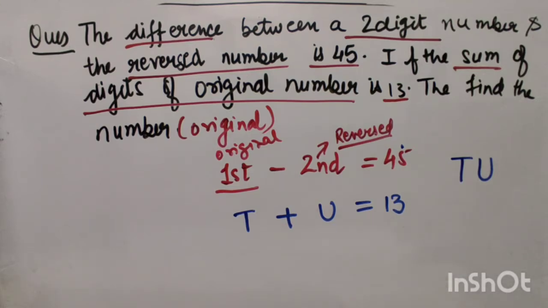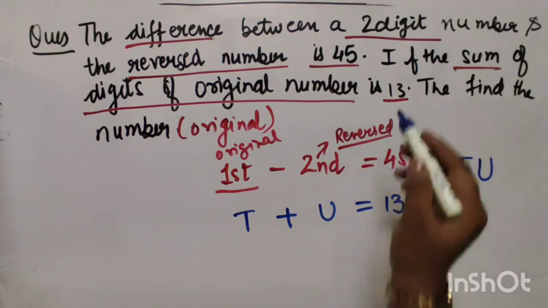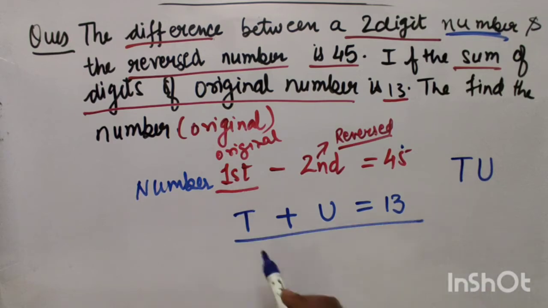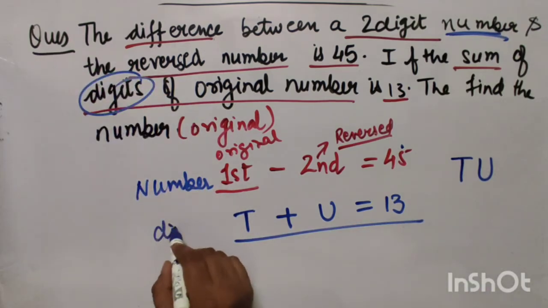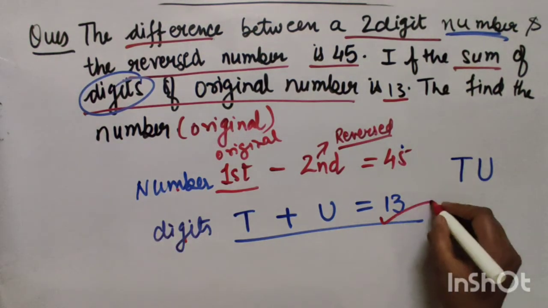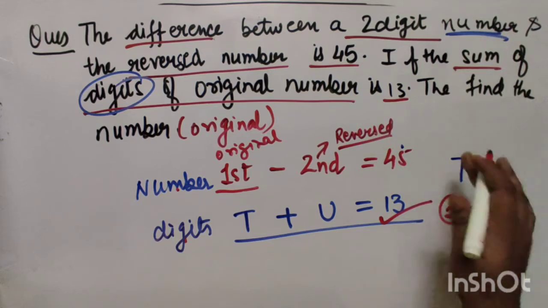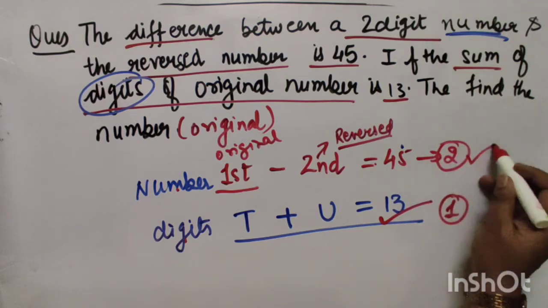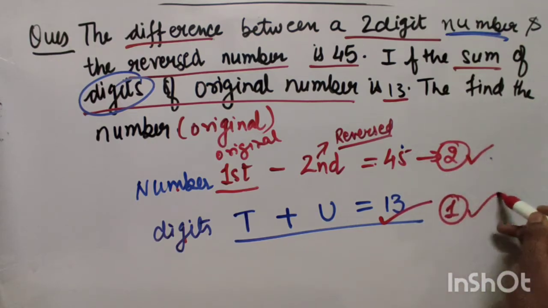So as we can see here, we are talking about the numbers, right? And in this condition, they are talking about digits, right? So we know that without digits, we cannot form the number. So according to this criteria, we will use this condition as condition number 1, and we will use this condition as condition number 2, which is going to form an equation, and we will use this to define the quantities required. So let's start the question.